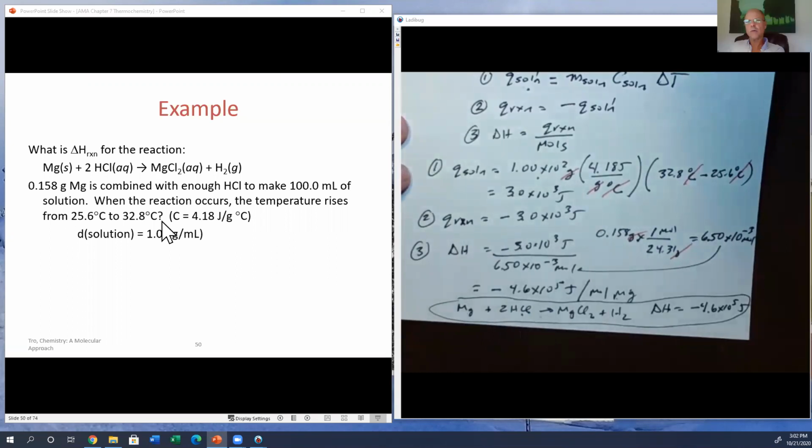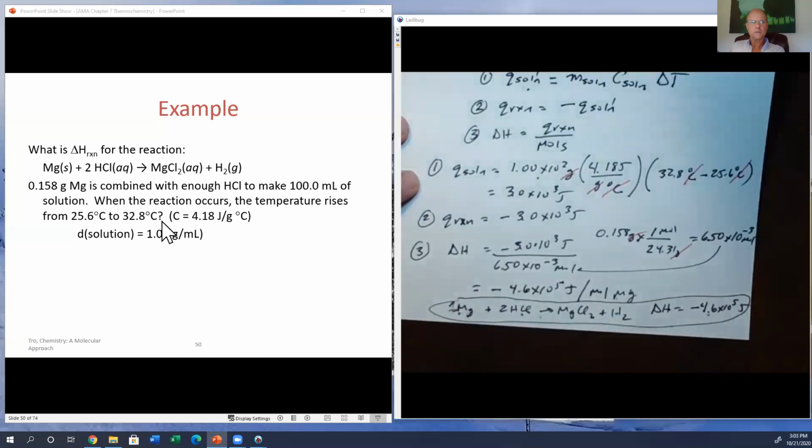Because this is the reaction, I want to know, okay, and there's a 1 here, right? I want to know how many moles of magnesium do I have? Because that is going to be the number of joules that are given off per 1 mole of magnesium. Does that make sense?